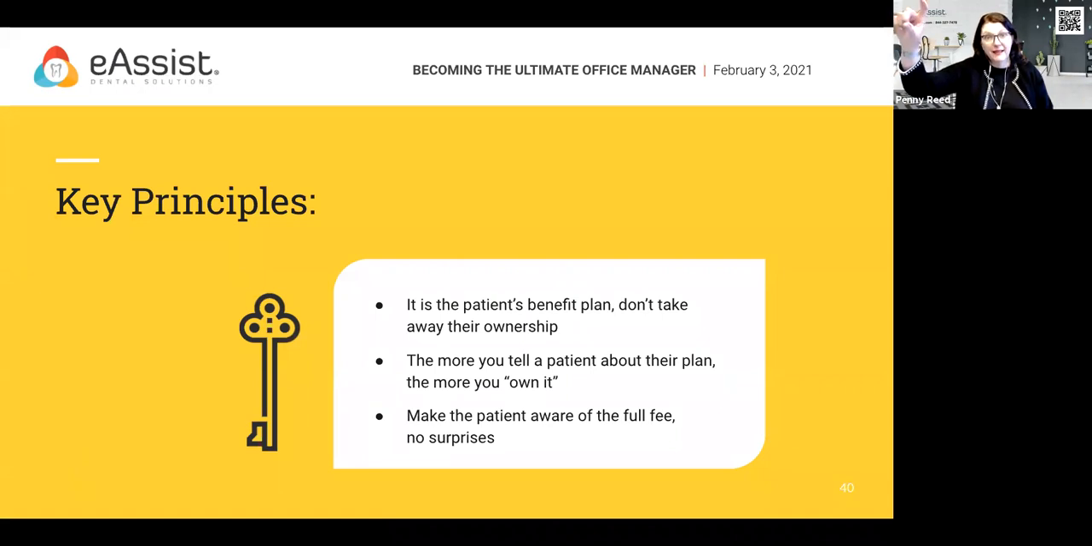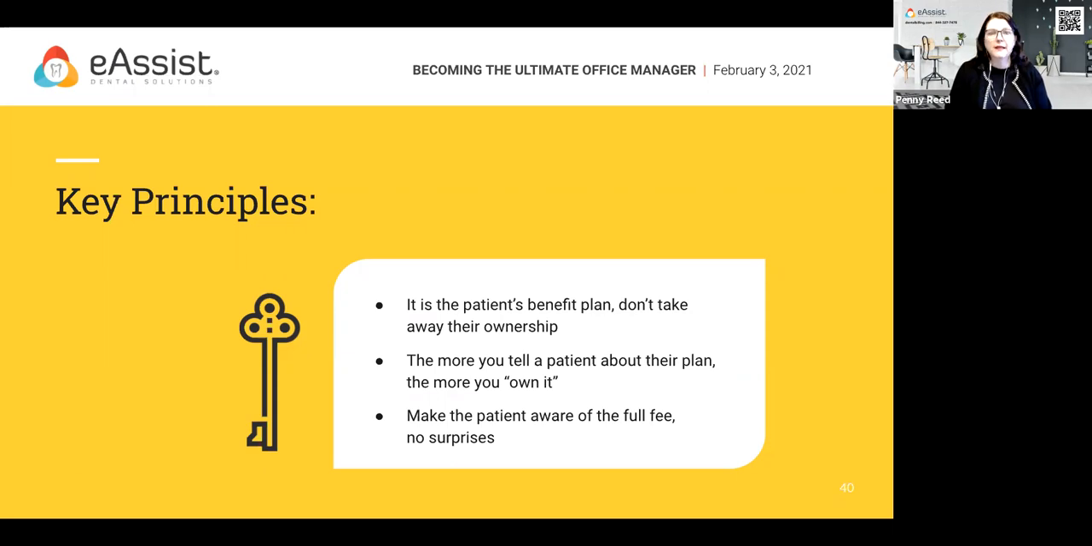So that's why I put that little paragraph at the top of the financial agreement form, because they should be aware of it. And then we have to be careful too. I'm not saying don't tell patients about their plan, but when we tell them all about it, if we just do it verbally, we have to be sure we're letting them know they still own it, right? Because the more information we give, the more likely they're upset later: well, Penny said this would be covered. So we want to make the patient also aware of the full fee and no surprises.